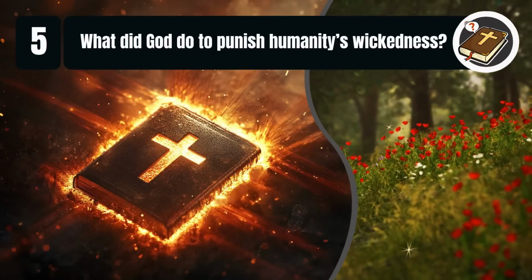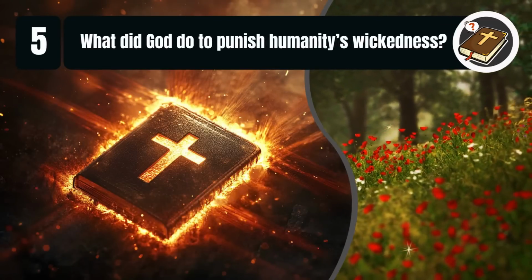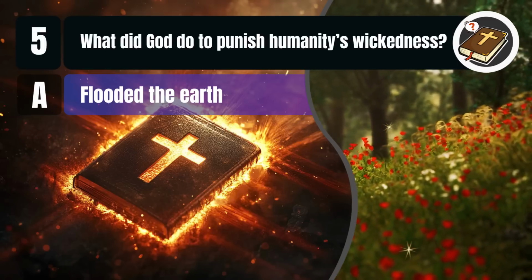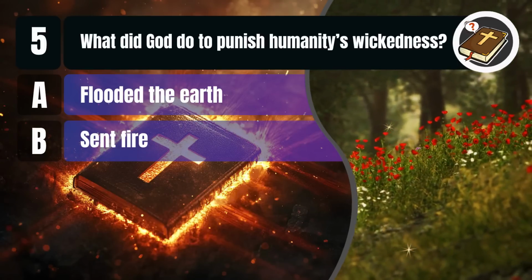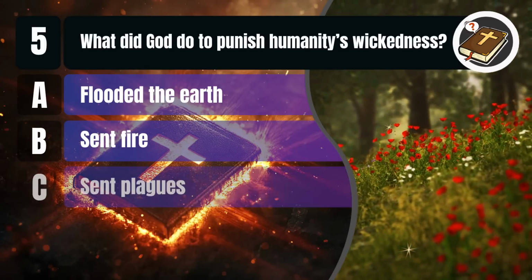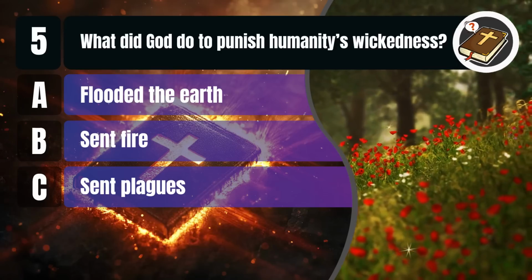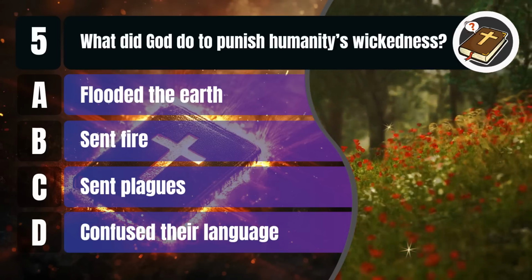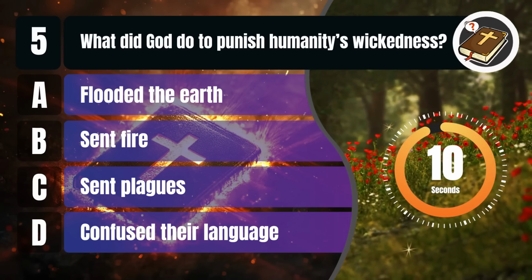Question 5. What did God do to punish humanity's wickedness? A. Flooded the earth. B. Sent fire. C. Sent plagues. D. Confused their language. You get 10 seconds.